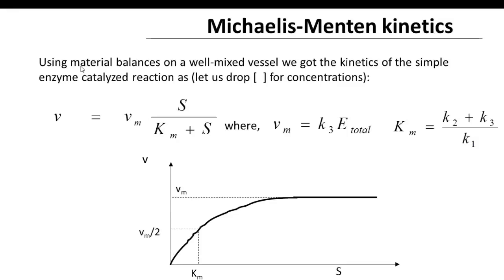Since it's the same form of the equation, the same kind of interpretations can be drawn. Vm is the maximum rate. The rate increases and then asymptotically attains the maximum rate Vm. And if we replace Km with S, then we get V equals S by 2S, therefore Vm by 2. Therefore, Km is nothing but the substrate concentration at which we get the half maximal rate, same as the Monod equation interpretations.